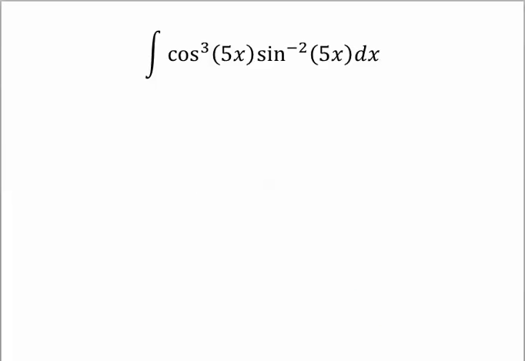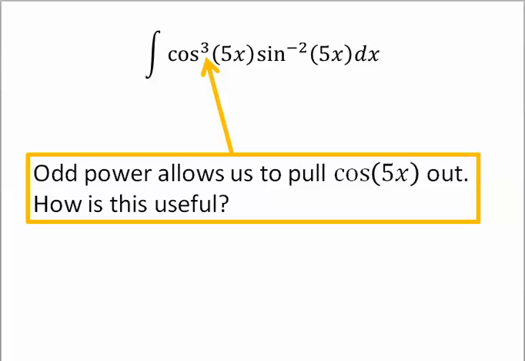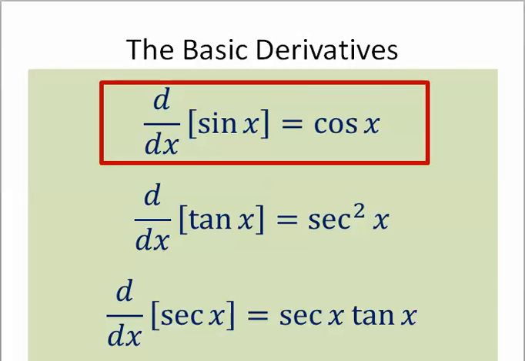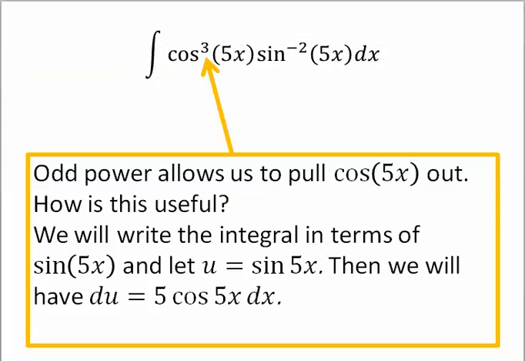To find this integral, we're going to first observe that the odd power of cosine allows us to pull cosine 5x out. Why is this useful? Well, I know that the derivative of sine is equal to cosine. And so I'm going to write the integral in terms of sine. Let u equal sine 5x, and then I will have what I need.